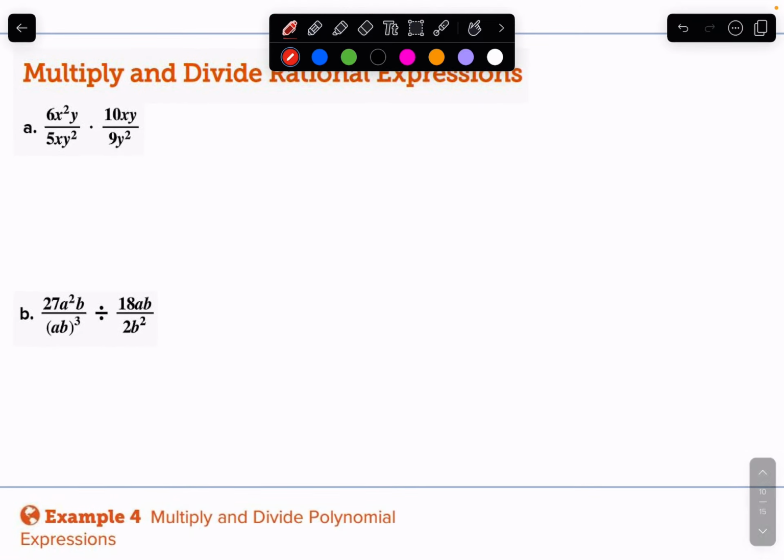Here's a couple of extra pieces to try. Pause now and give them a go.